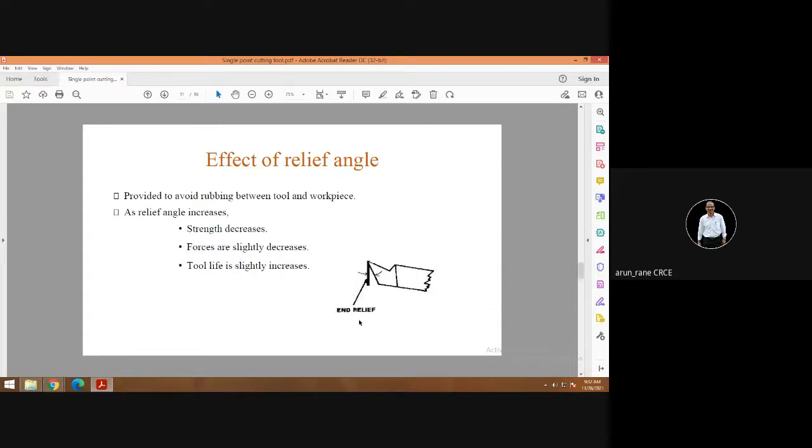This is your end relief angle, end relief. Now this is when you see from the front. This is the front view. Your round workpiece is here. This will avoid rubbing, because if this is straight, it will rub the workpiece. So you have to give these relief angles. In order to avoid the rubbing between the tool and the workpiece, the relief angle is important. The more the end relief angle, the strength of the tool will decrease.